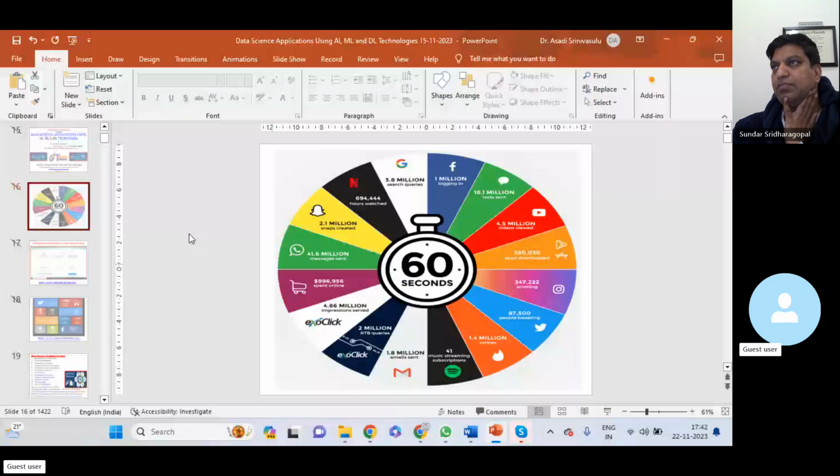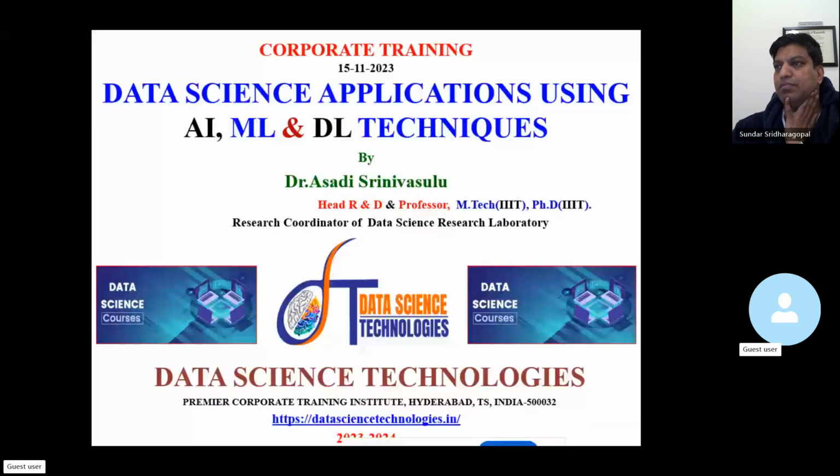Okay. So today I'm going to start with the introduction to data science. I'm going to demonstrate various applications in the healthcare sector, weather forecasting, Sensex, climate change data, and various other domains, with the help of artificial intelligence, machine learning and deep learning techniques.